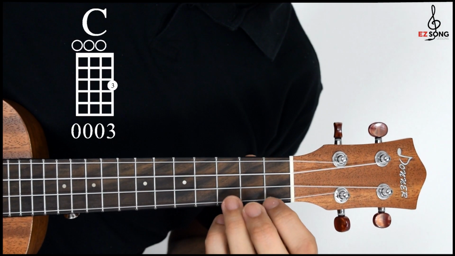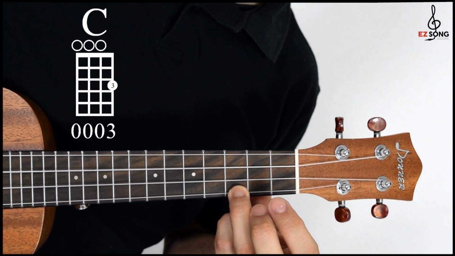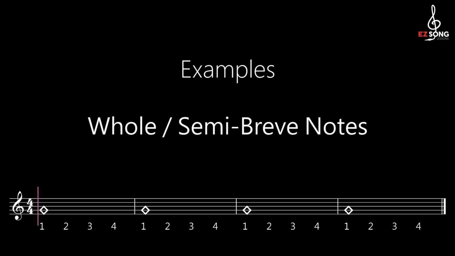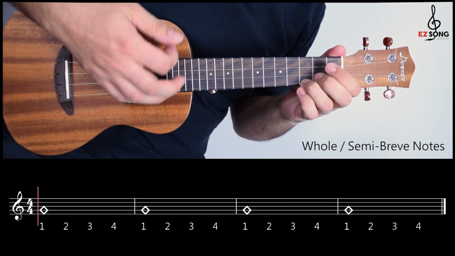If you're not sure how to play chords, check out our How to Play Chords video, or just play with open strings. So, strum on the first beat and hold the chord down for 4 beats. Then strum again on the next first beat and continue similarly. Here we go. 1, 2, 3, 4.